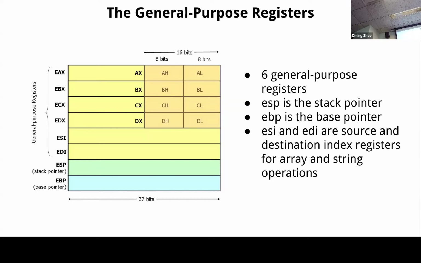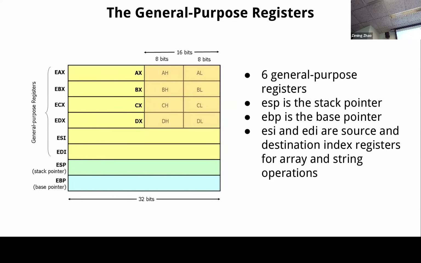So how do you remember those registers? We have A, B, C, D. Then we have S, I: SI is source index, and DI is destination index. Everything here is 32-bit.